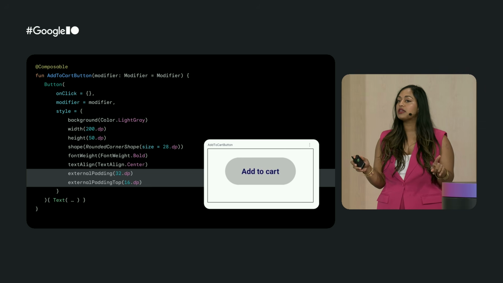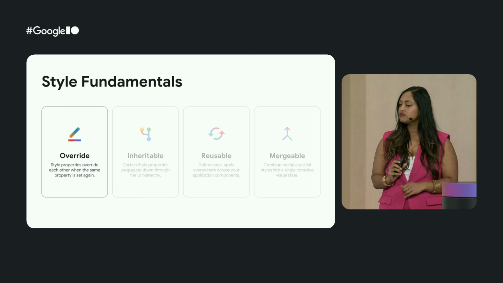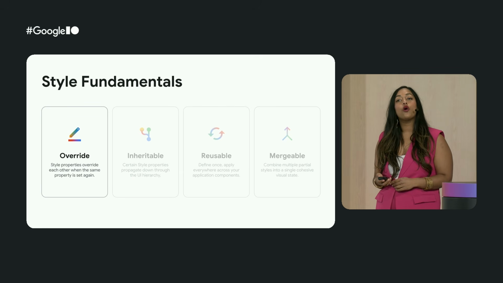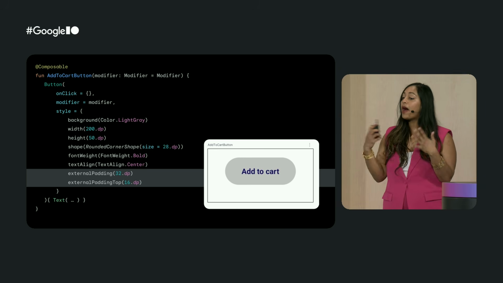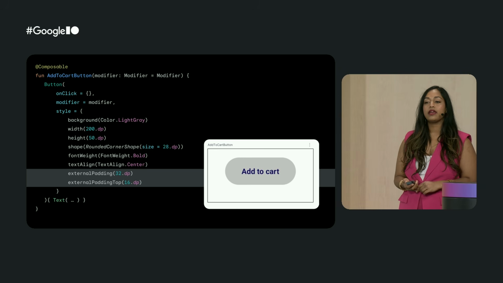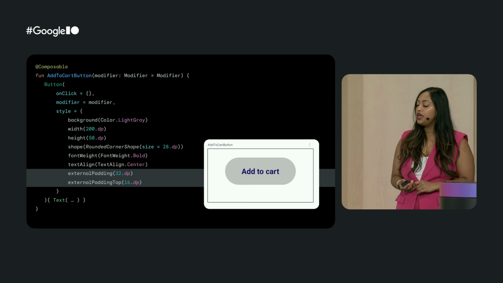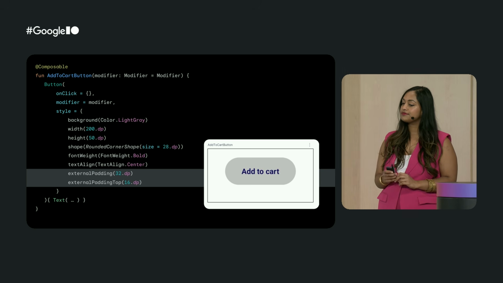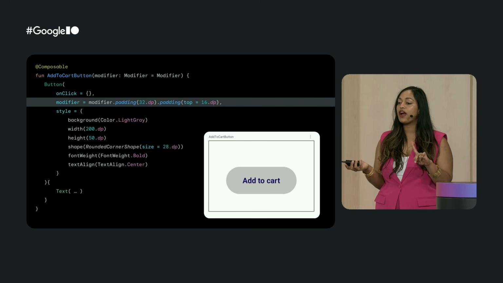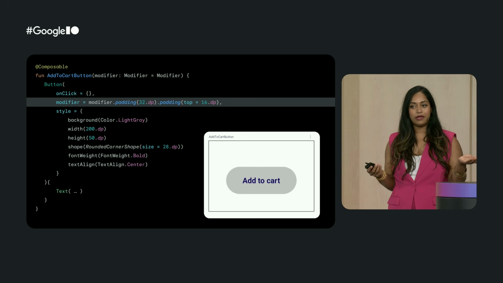And you may expect this to give you 32 dp plus 16 dp of padding. But instead, you only get 16 dp of padding on top. And this is because style properties override one another when the same property is set twice. The button has 32 dp of padding. But since external padding top is the last defined property for the top padding, it will override the top padding, making it 16 dp. If we did this with modifiers, it would add the two paddings together, giving us a top padding of 48 dp.